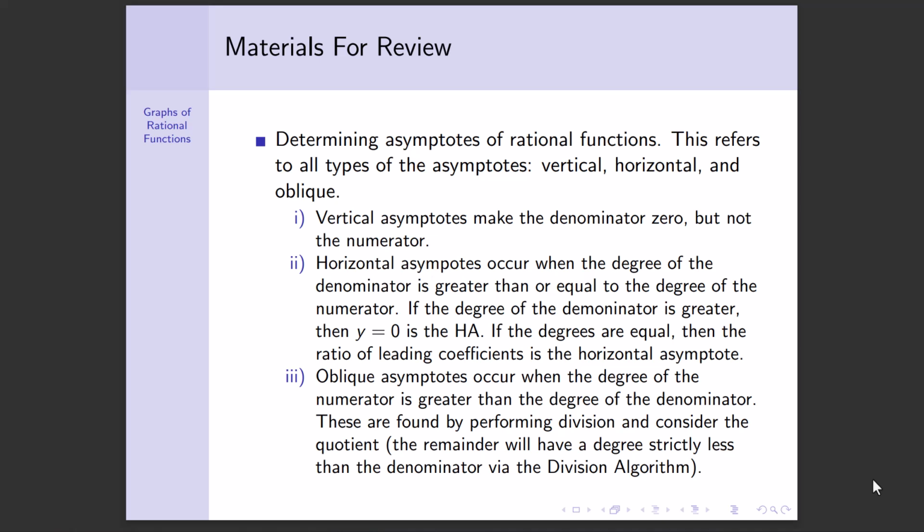Oblique asymptotes occur when the degree of the numerator is greater than the degree of the denominator, and these are found by performing division and considering the quotient. The remainder will have a degree strictly less than the denominator via the division algorithm.